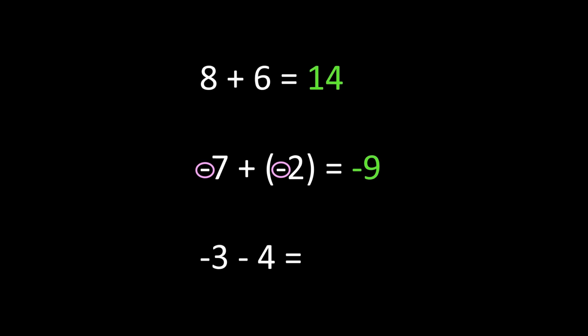But if you want to think about it as negative 3 plus negative 4, we're looking at the same rules. We have a negative plus a negative, so we're going to add 3 and 4, and we get 7, and we keep that negative sign. Negative 3 minus 4 is negative 7.